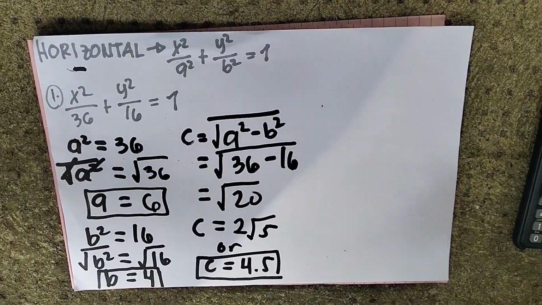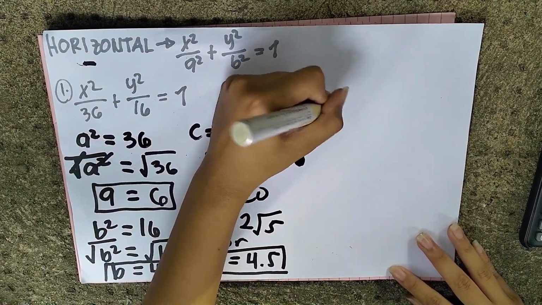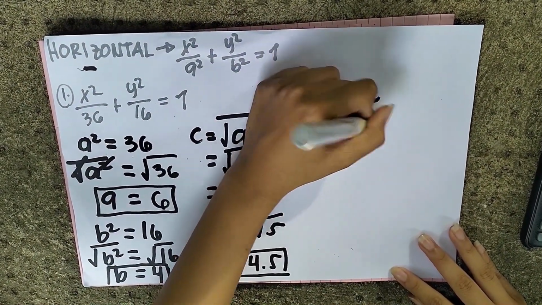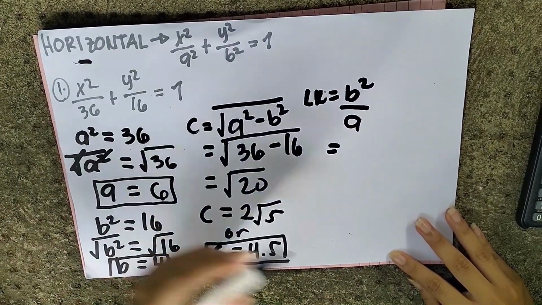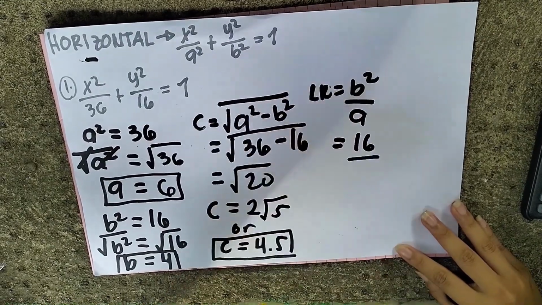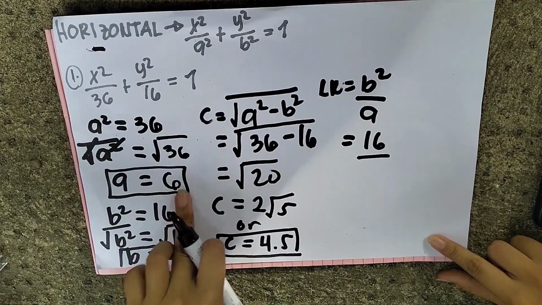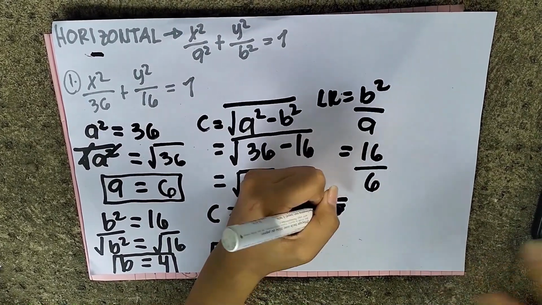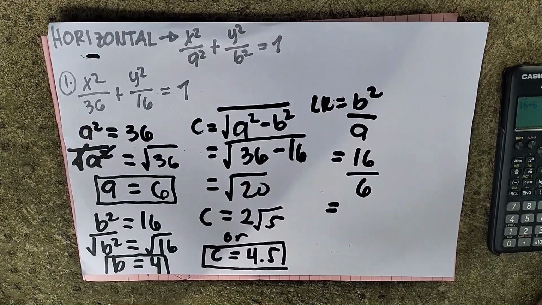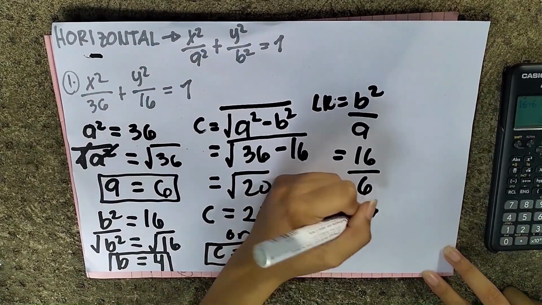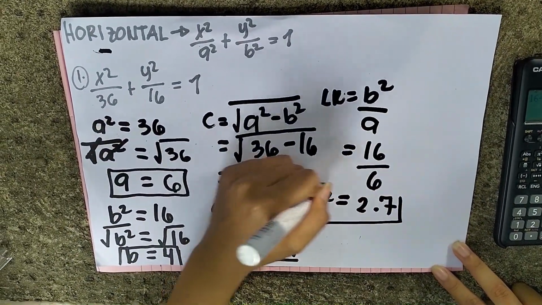So now we're going to get the LR or the latus rectum. So the equation for the LR is equal to b squared over a. So now replace the value of b squared, which is 16, over, now don't be confused, a. So your vertex, so that will be 6. So now let's divide it. 16 divided by 6 is equal to 2.7. Now that is our LR or the latus rectum.